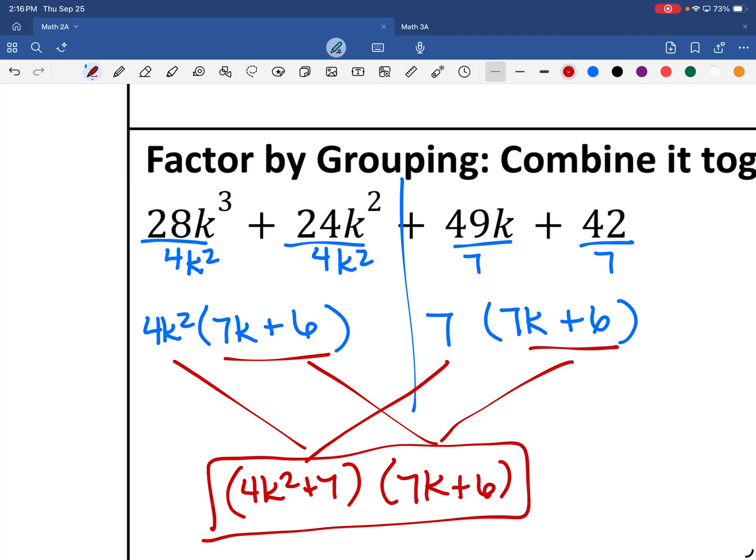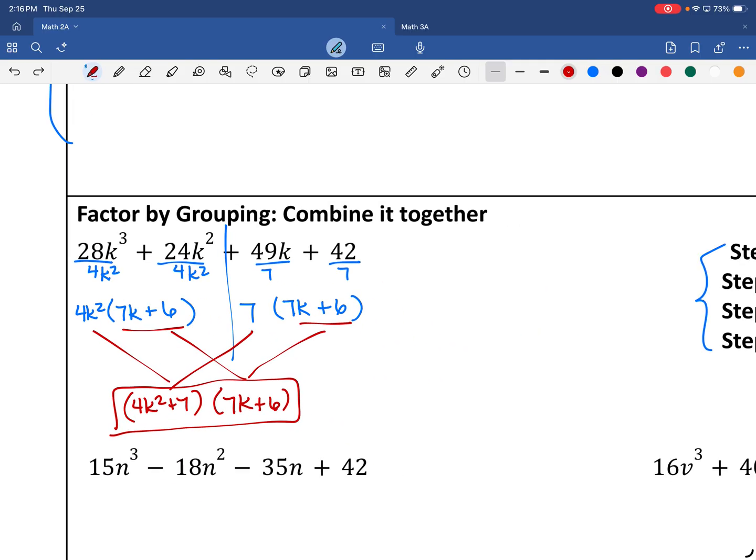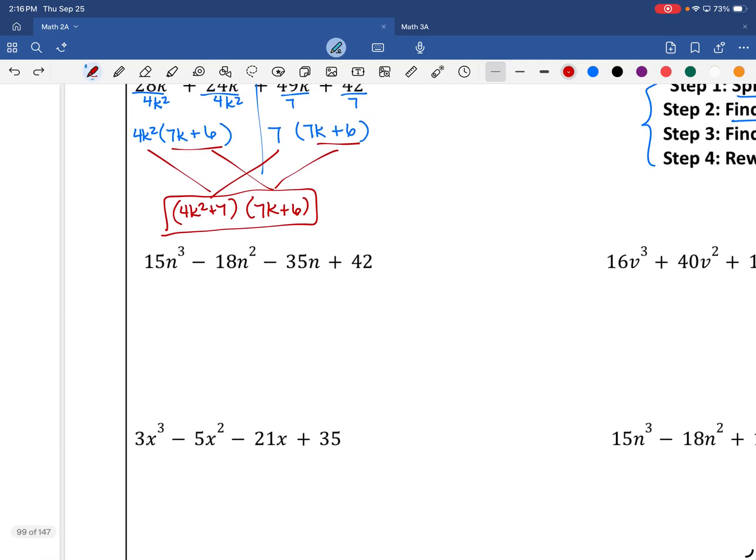Seems a little crazy, but if you were to multiply this back out and FOIL it like we learned yesterday, you would end up with this big polynomial. So, kind of cool. Okay, let's try this one.